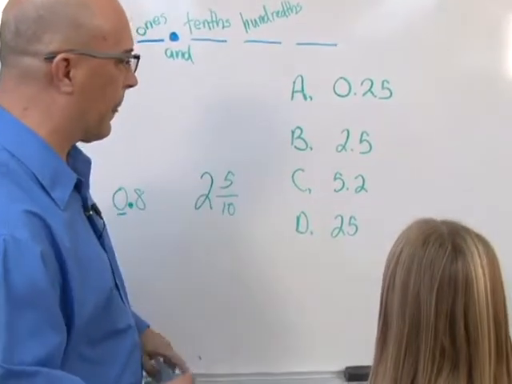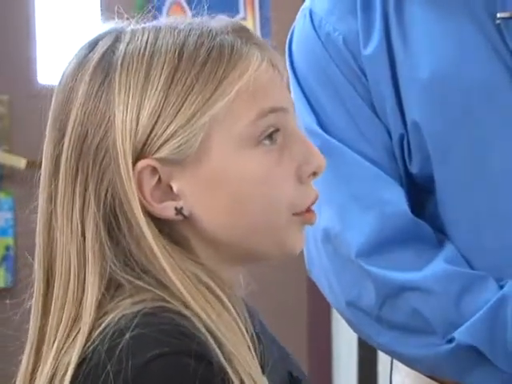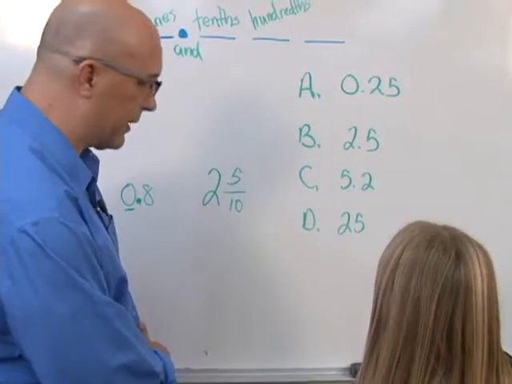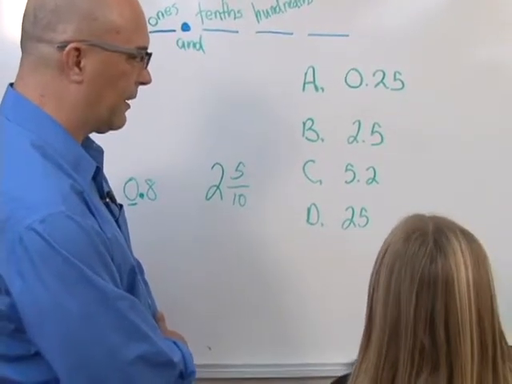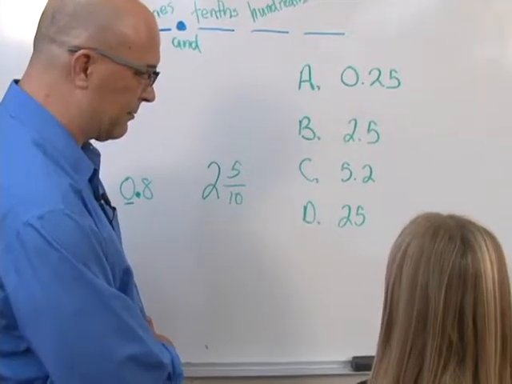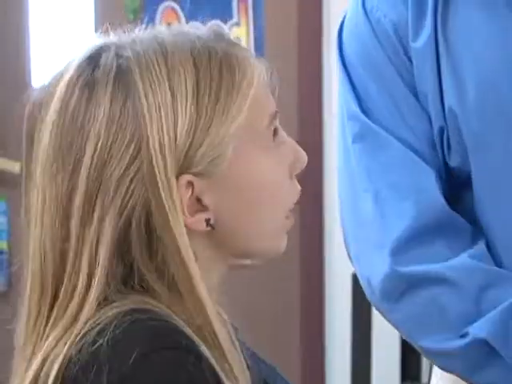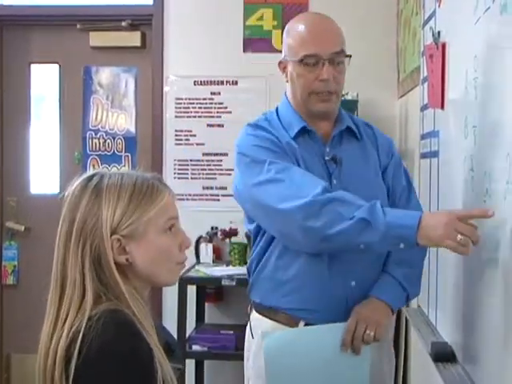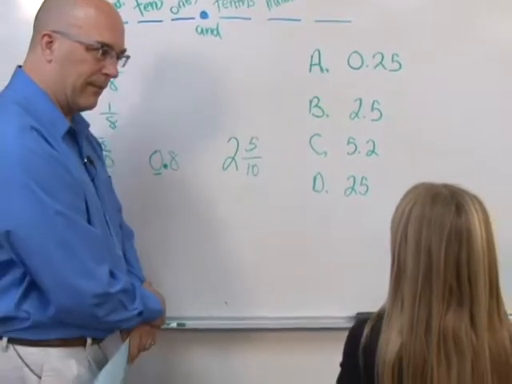Okay, what about the next one? 2 and 5/10. Perfect, keep going. 5 and 2/10. Nice, and 25. Just 25. So once again, he walked 2 5/10 miles.